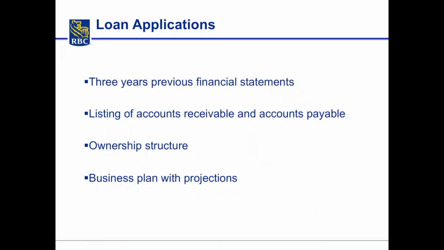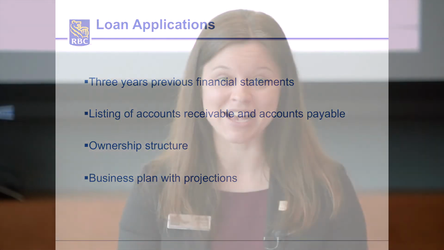I mentioned a little bit about the loan application. Again, you're going to get this presentation, but we've chatted a little bit about it: 3 years of financials, a listing of the accounts receivable and accounts payable if we're doing an operating line, and ownership structure. I always want to ask: who's going to make those decisions? Who has a stake in the company? I definitely want to know this. And then a business plan with projections.